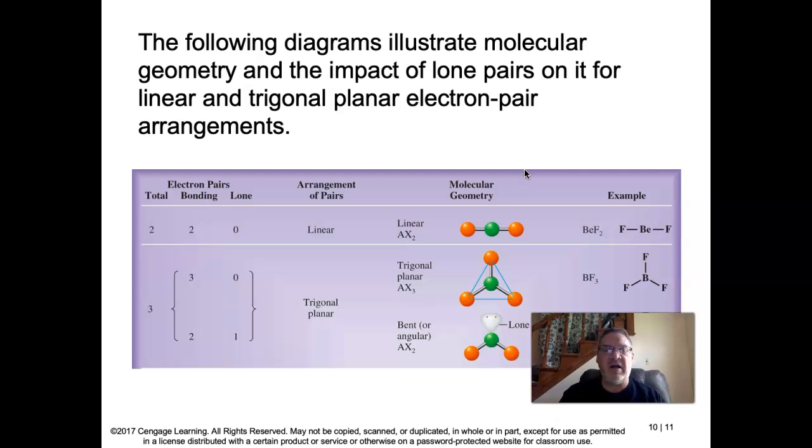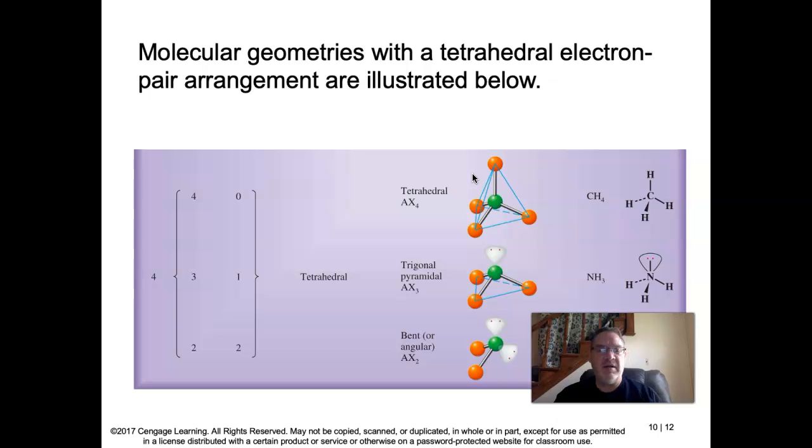This is the first part of Table 10.4. And what I want you to pay attention to in this table are these 3 columns. The total ties in with arrangement. The bonding and lone pair, these 2 columns tie into geometry. And that's how I want you to read the columns with this.